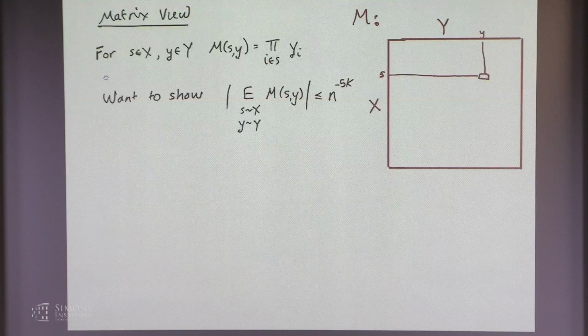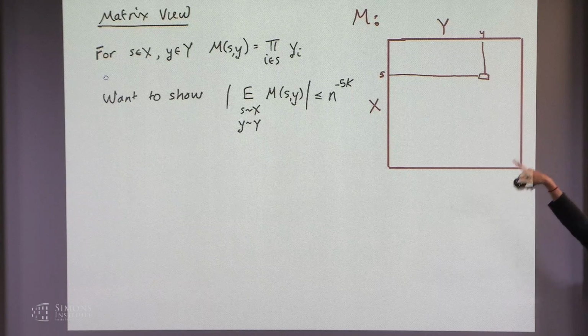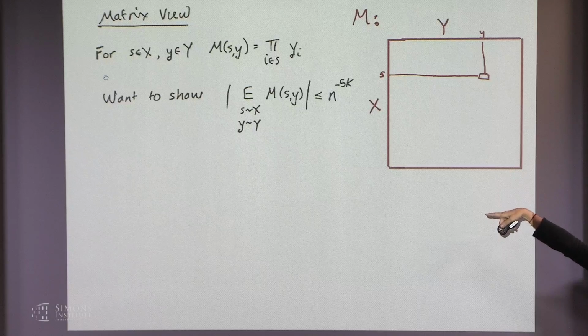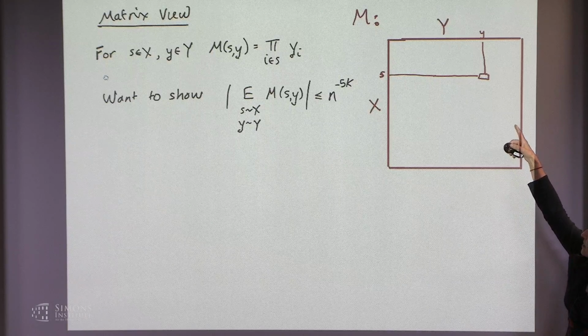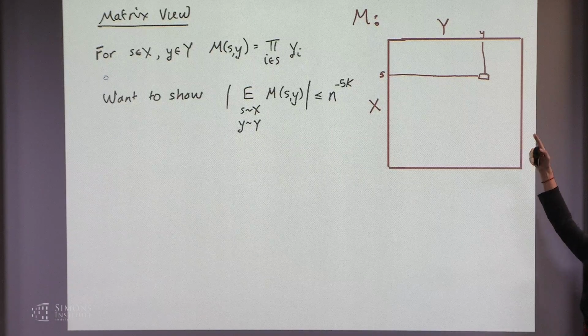So maybe it's better to look at it as a matrix. Here's the matrix version of the picture. On the top here are all the y's in my rectangle, and on the rows are all the x's, and I'm labeling an entry here. An entry m sub sy, so I'm going to multiply, over 1 minus 1.